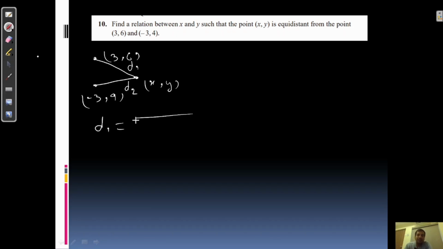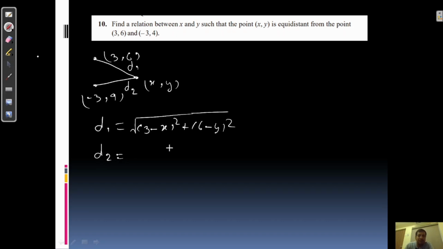So d1. Now let us do one thing together. This is x1, y1. This is x2, y2. We are going to apply the formula directly. I am not writing the formula now. Just do it. x1, y1. What is the value of x1? 3 minus x2, y2. What is the value of x2? x. Plus y1, 6 minus y2. It is y. Okay, so this is the value of d1 now. Correct. Later we will solve.